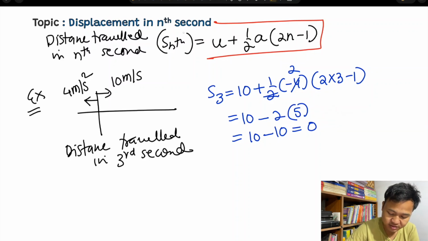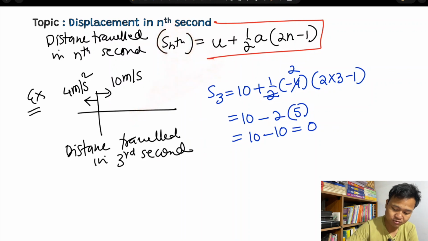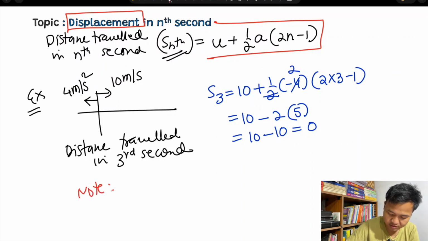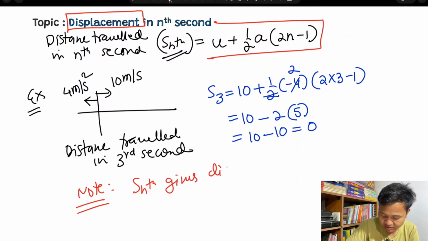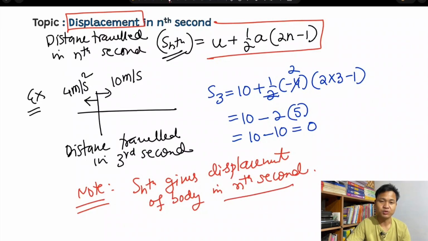Remember, this is the displacement. Remember this is a displacement, it is not a distance, right? Okay, so first thing, you can write it as a note. Note: S net gives the displacement of the body in nth second. And that second's body displacement is given here.